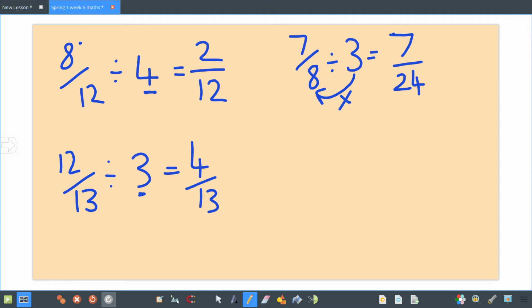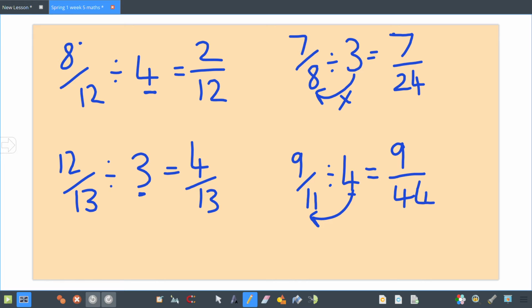Now I'll show you another example. 9/11 divided by 4. Can you divide 9 equally by 4? No. So you flip, reverse it, and you multiply these two together. So you end up with 9/44. Okay?